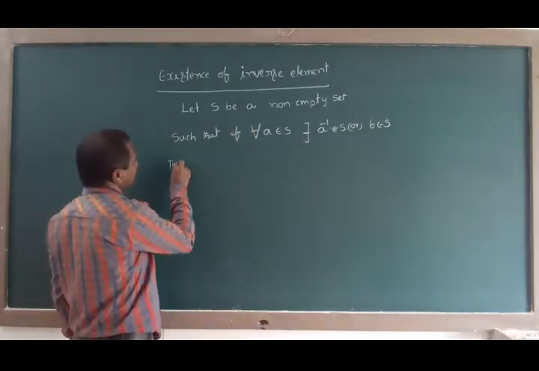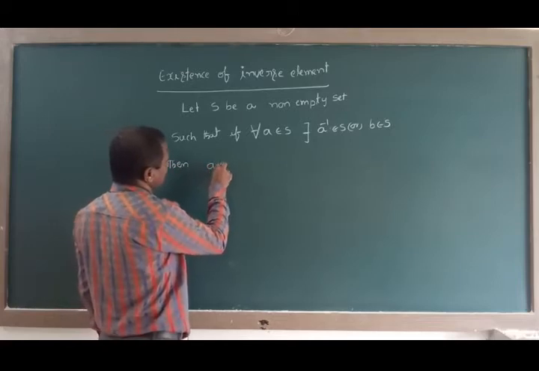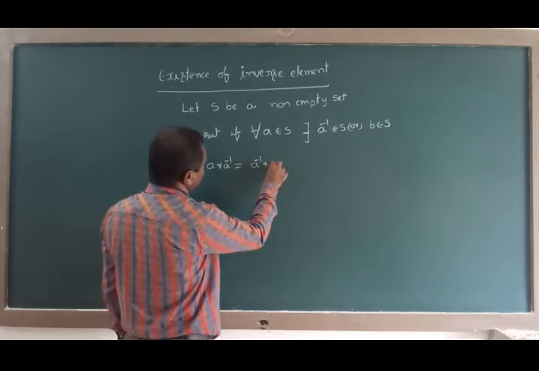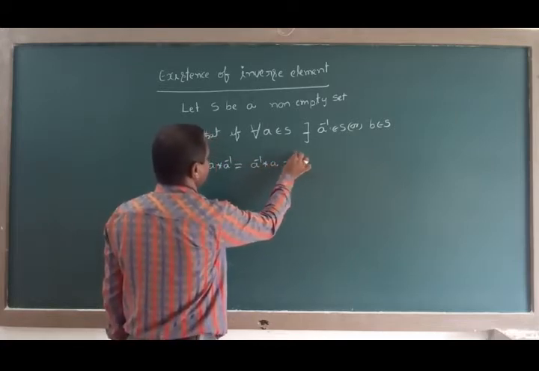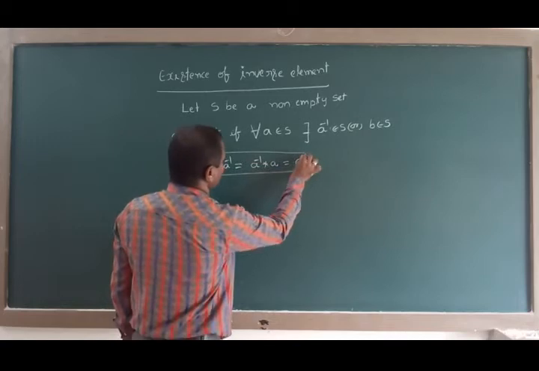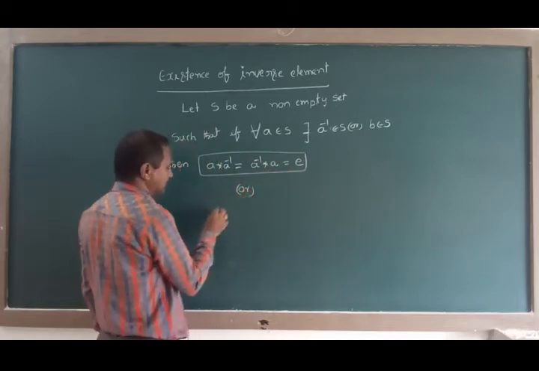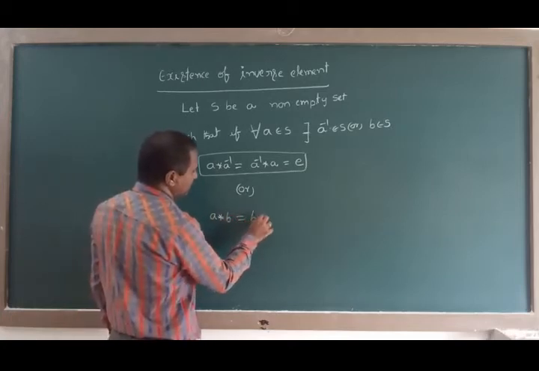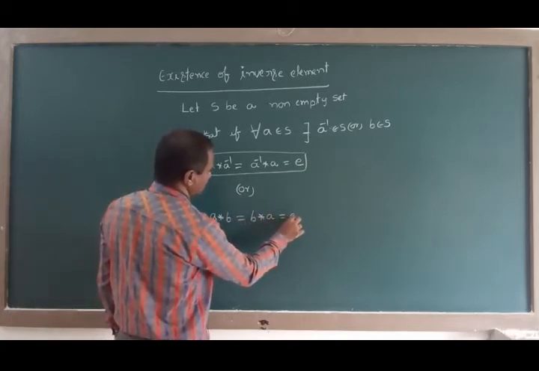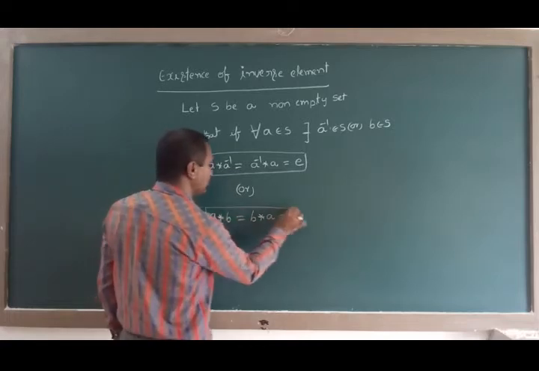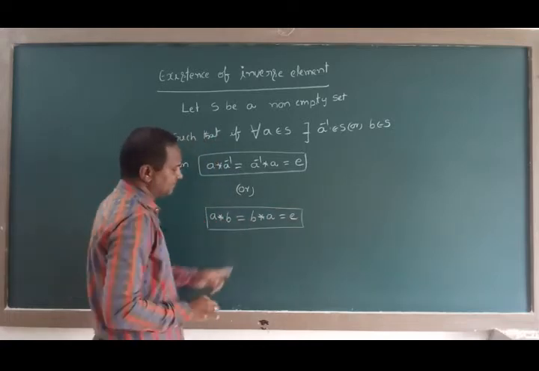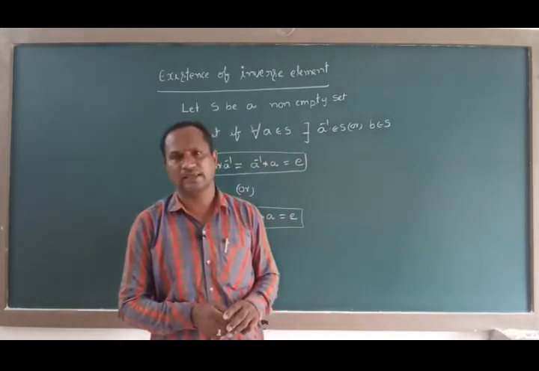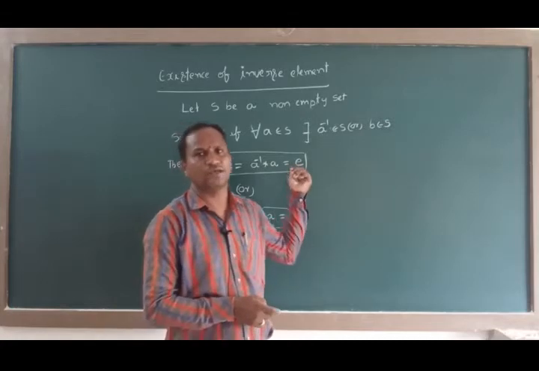Then A star A inverse is equal to A inverse star A is equal to identity element E here. Or in some textbooks, the formula will be like this: A star B is equal to B star A is equal to E, where B is the inverse of an element A here. That's what we can take instead of A inverse.